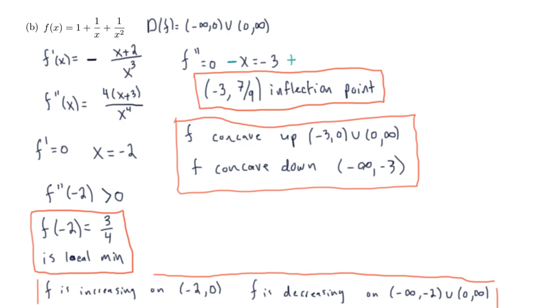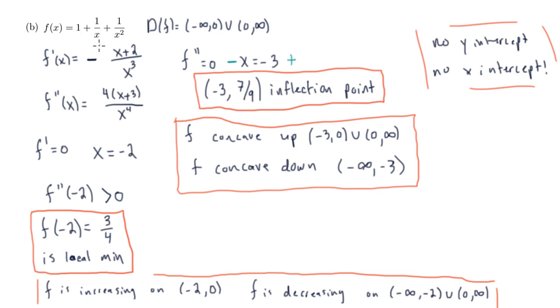Now, notice, first and foremost, that there is no y-intercept because I can't plug in x equals 0. So just a couple notes. No y-intercept, but also there's no x-intercept. And why is that? Well, if I try to set this equal to 0, then what I would get, if I rewrite my function and get a common denominator, I have x squared plus x plus 1 over x squared. And so for the function to be 0, I really need the numerator to be 0.